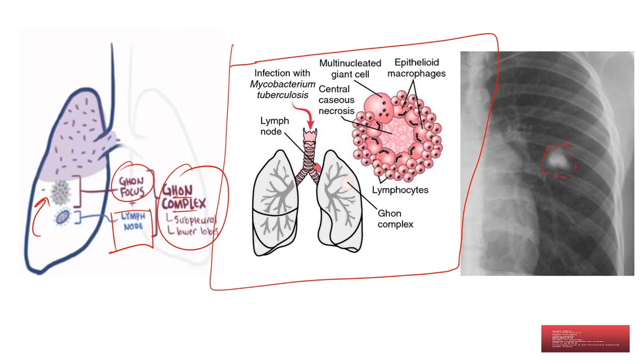This is a lung. This is a Ghon complex. Infection with Mycobacterium tuberculosis enters the lungs through the trachea and causes formation of the tubercle consisting of lymphocytes, epithelioid macrophages, as you can see, consisting of Mycobacterium tuberculosis, multinucleated giant cells consisting of Mycobacterium tuberculosis, and the central caseation necrosis. Caseation means that it looks like cheese when seen with the naked eye.